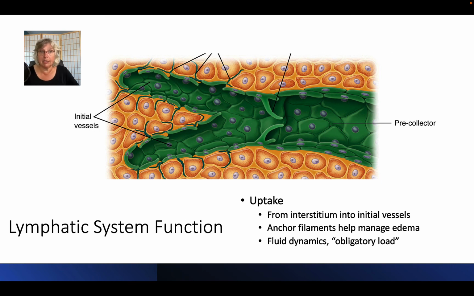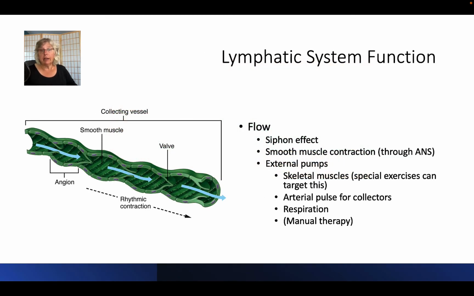order to maintain healthy levels of interstitial fluid so that we don't develop edema. In the collecting vessels, now we have stopped talking about intake and we are talking about the flow. And this depends on that siphon effect, that sucking effect. That relies on several things, including smooth muscle contraction, which is monitored by the autonomic nervous system. So it's interesting to me that the nervous system that helps us maintain homeostasis is also helping us to maintain appropriate amounts of lymphatic flow.